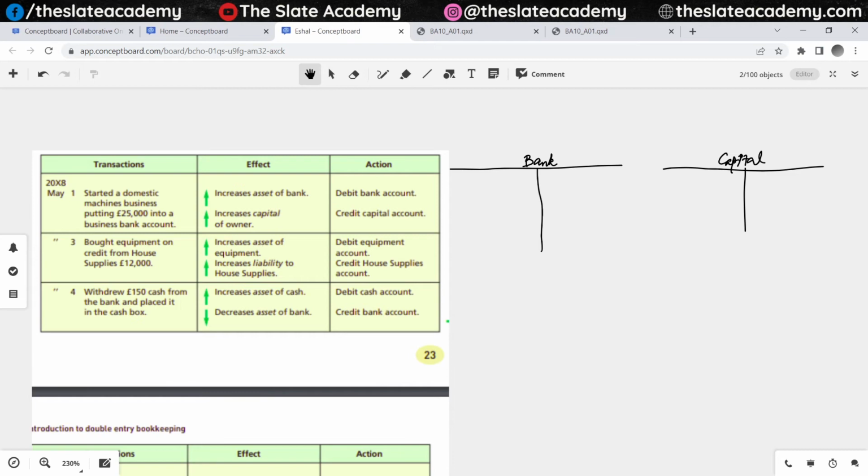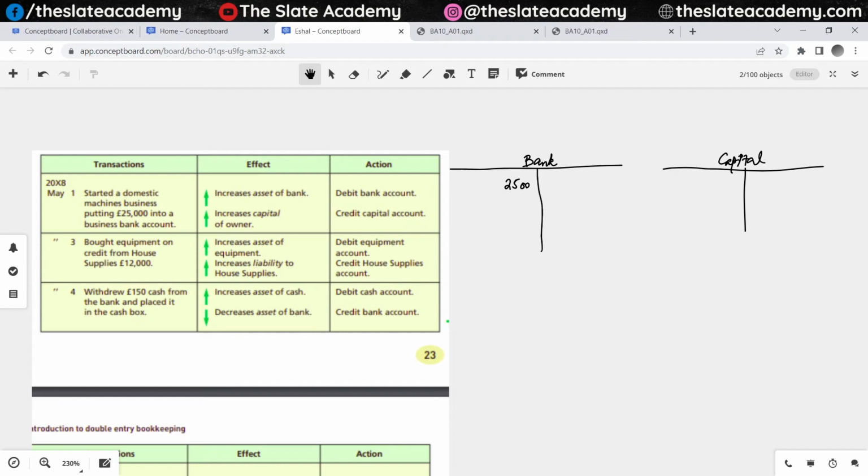Now, how much is the entry by? It's by 25,000. Is the bank increasing or decreasing? Increasing. How do we record an increase of asset as per rules? Debit or credit? Debit. So the left hand side, this would be the debit side, and I'll write 25,000 over here. So I have debited the bank account.